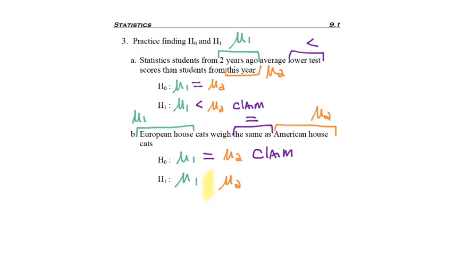When it comes to writing H1, remember, we don't know if it's going to be less or greater. We can't make that decision because the claim is for equality. All we can say is that equality was wrong. So if it's wrong, then it's not equal, and we use not equal to for H1.